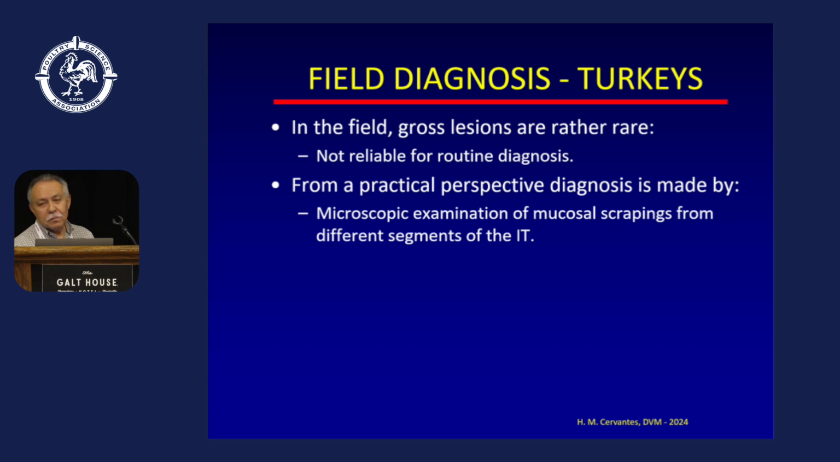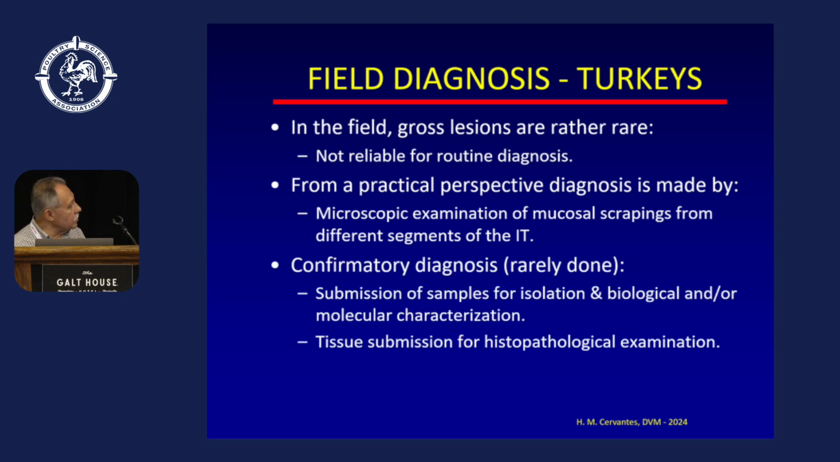Of course, age is a big factor. It's usually a disease of young turkeys. 3 to 4 weeks is when you're going to find the most prevalent time for coccidiosis. Confirmatory diagnosis, again, is rarely done because there's a lag time to get results, and there's an additional expense to do molecular studies or biological characterizations, or submit tissues for a histopathological examination.